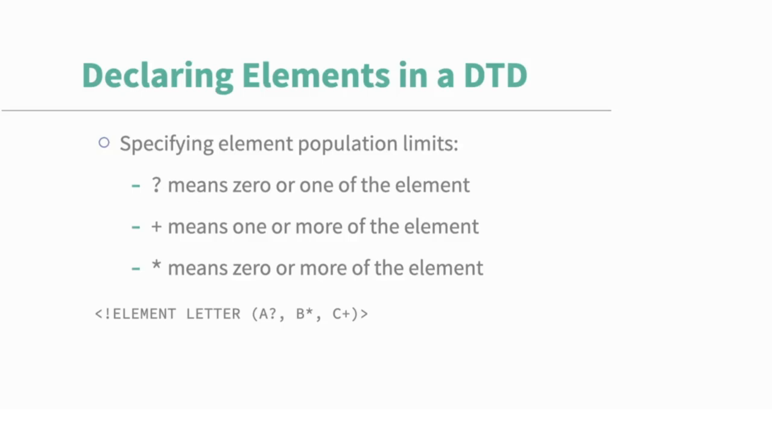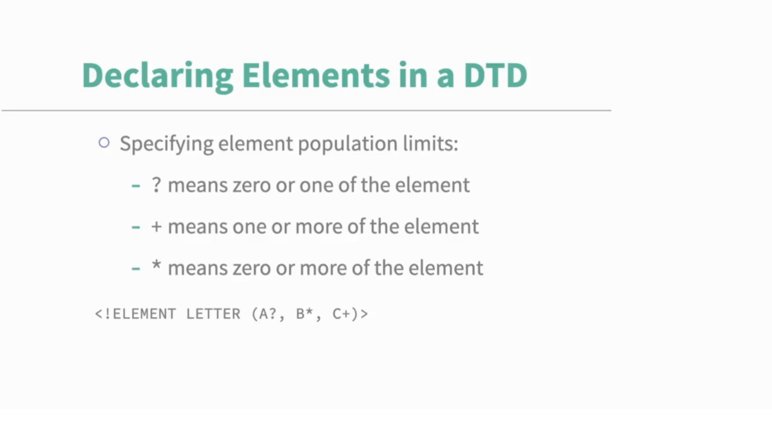So for example, this element declaration defines a letter element, and inside the letter element, you can have 0 or 1 A elements because of the question mark, followed by 0 or more B elements, followed by 1 or more C elements. So the plus sign, that means there's got to be at least one, but there could be more.